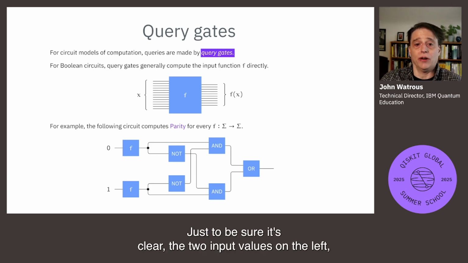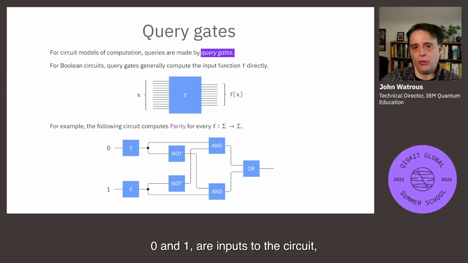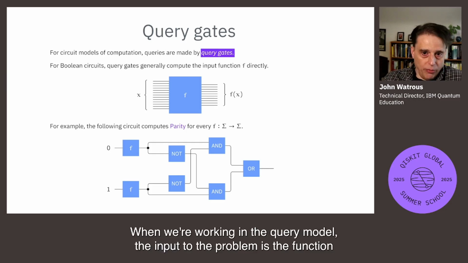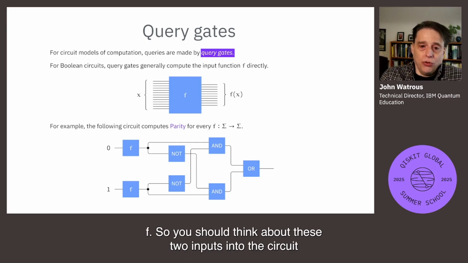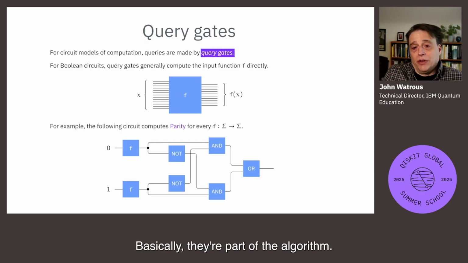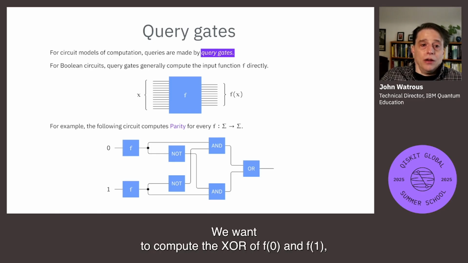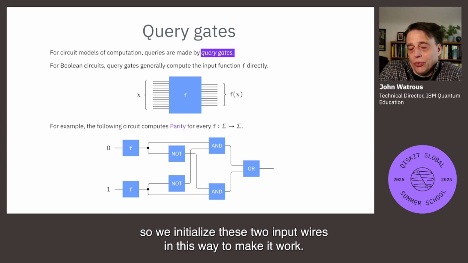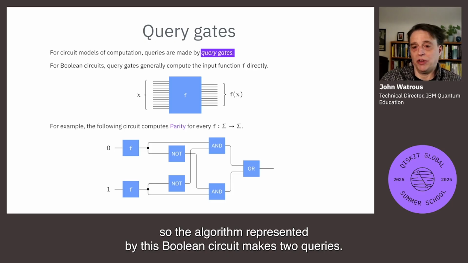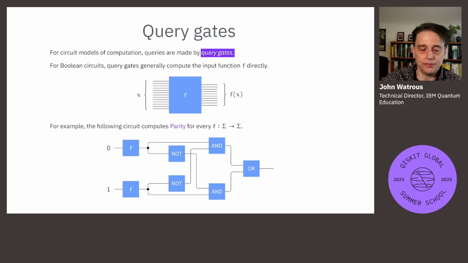Just to be sure it's clear, the two input values on the left, 0 and 1, are inputs to the circuit, but they're not inputs to this problem, meaning the parity problem. When we're working in the query model, the input to the problem is the function f. So you should think about these two inputs into this circuit as being hard-coded values that never change. Basically, they're part of the algorithm. We want to compute the XOR of f(0) and f(1), so we initialize these two input wires in this way to make it work. We've used two query gates, so the algorithm represented by this Boolean circuit makes two queries.